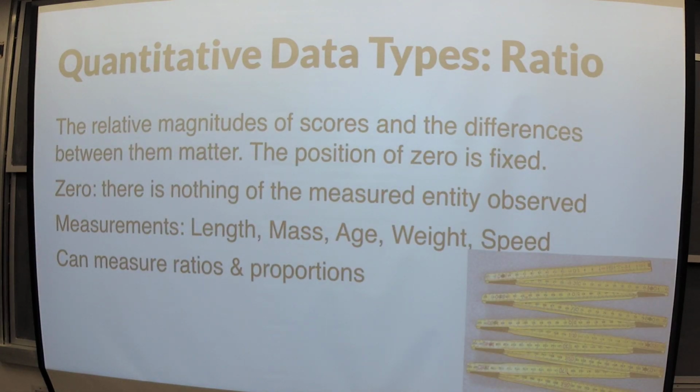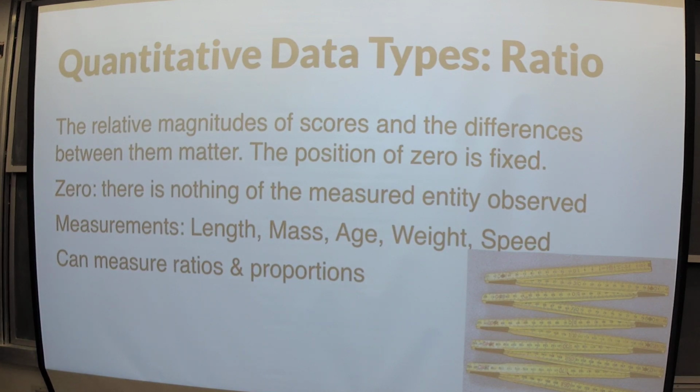Ratio data, quantitative data types, are data types where we have the relative magnitude of scores and the differences between them, and the position of the 0 is natural and fixed. So there's nothing there of a measured entity. We can do things like length, mass, age, weight, speed, and here I can measure differences, but also meaningfully measure ratios and proportions.